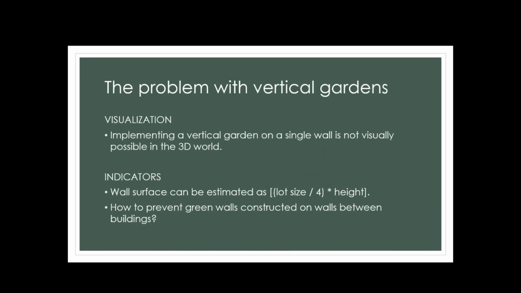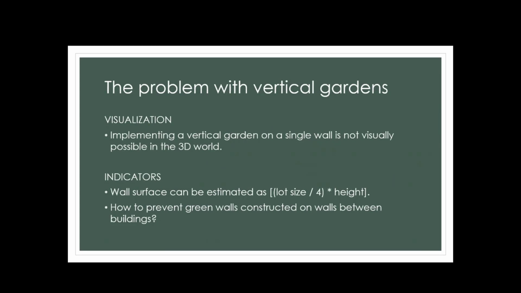So that's one thing. Then we come to, okay, how can we approximate how much wall is exposed to be available for a vertical garden? Because as you already hinted in this slide, you can't have two buildings right next to each other and then have like watermelons growing in between them. Yeah, no, for sure. So how much wall is free, basically?